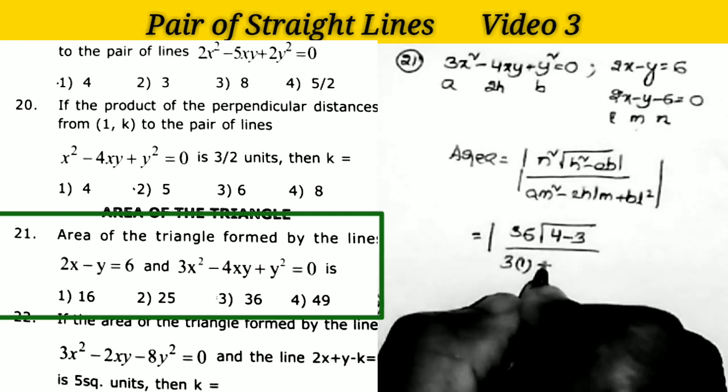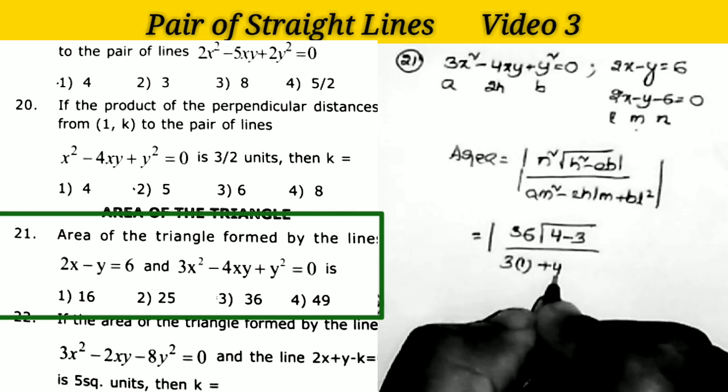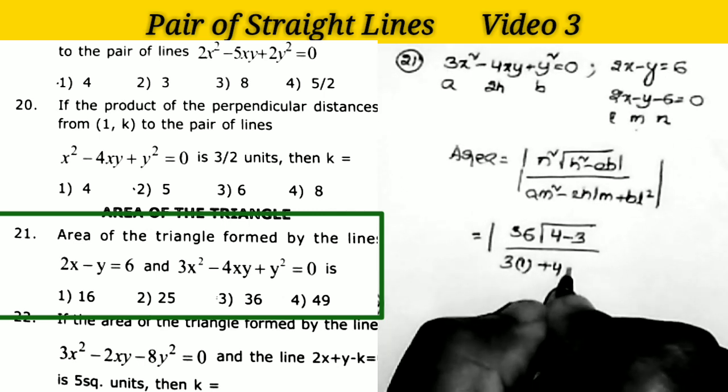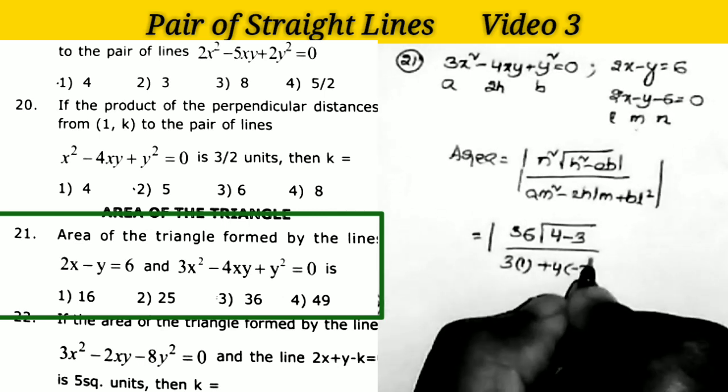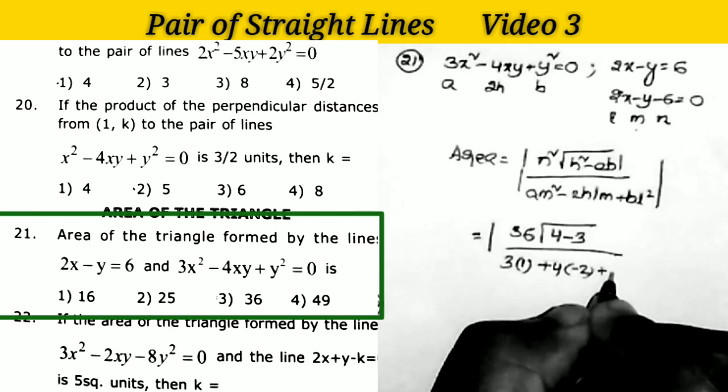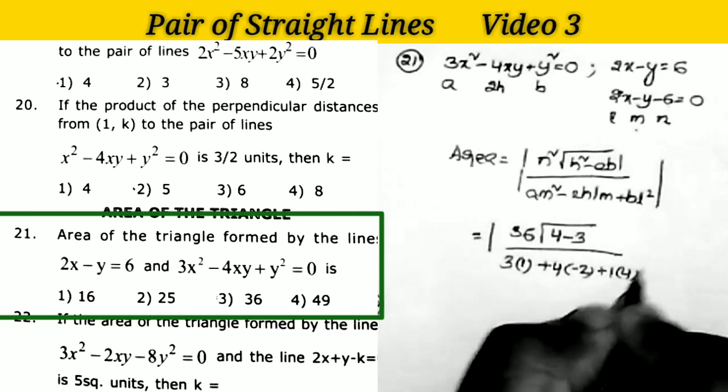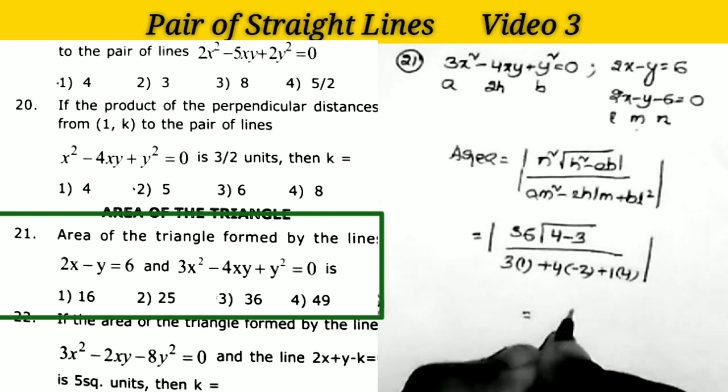Minus 2h lm, 2h is equal to minus 4, minus of minus plus 4. l into m is equal to minus 2, plus bn square. b is equal to 1, n square is equal to 4. That's all. Just simply replacing the values.